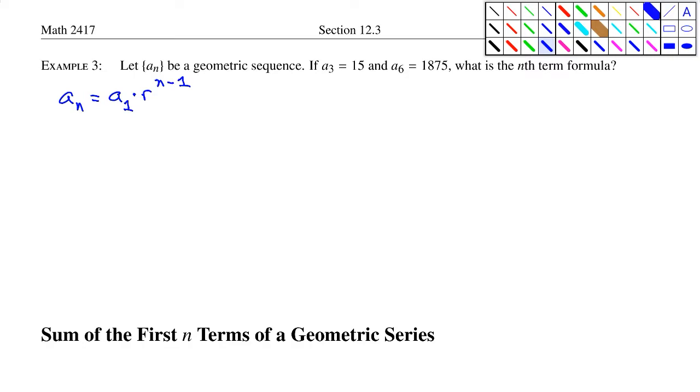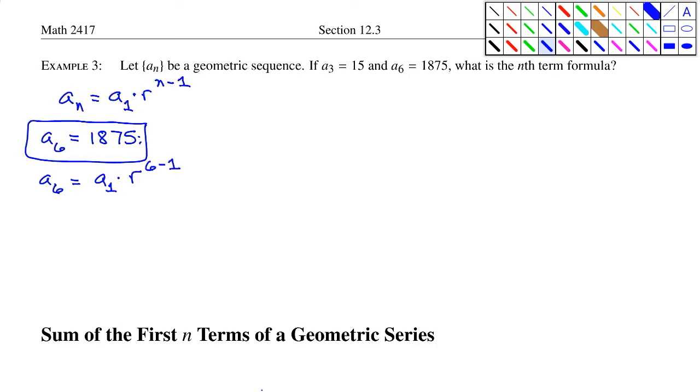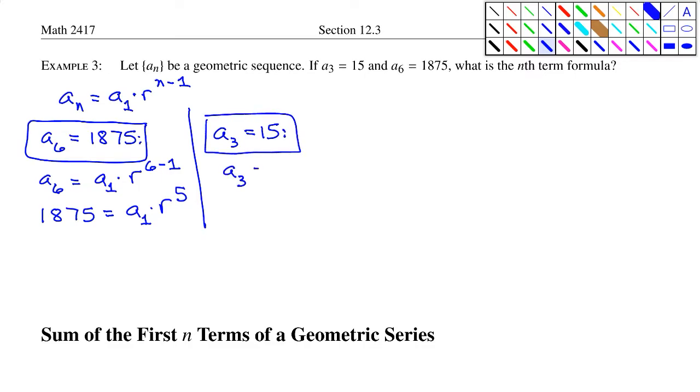Now my first piece of information I want to use is a sub 6 is equal to 1,875. Using this piece of information, I know that a sub 6 is equal to a sub 1, which is unknown, times r, also unknown, raised to the 6 minus 1 power. So 1,875 is equal to a sub 1 times r to the 5th. All right, hold on to that. Next, we know that a sub 3 is equal to 15. So that means a sub 3 is equal to a sub 1 times r to the 3 minus 1 power, or 15 is equal to a sub 1 times r squared.